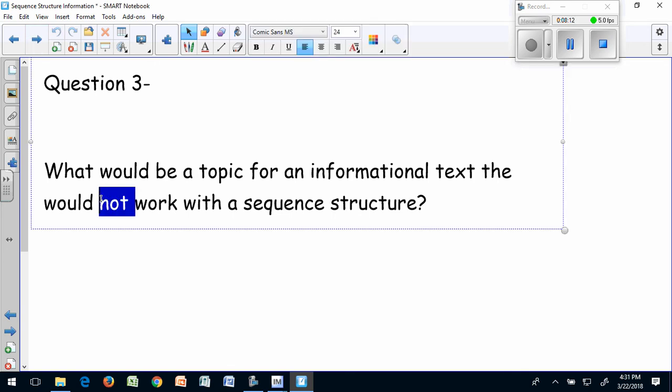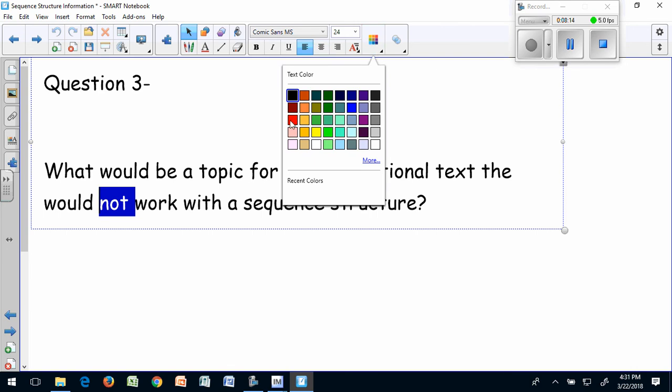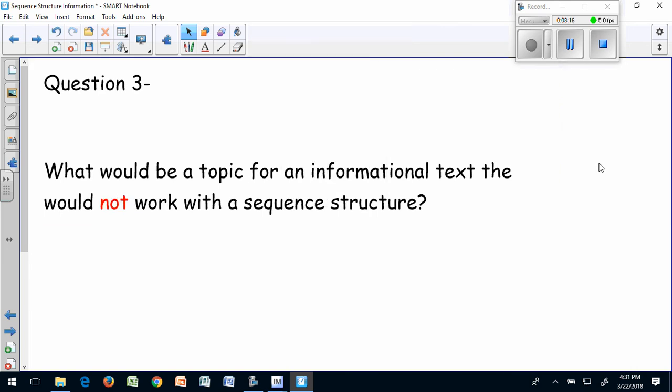So I really want you to think about what would be something that you would research and you think about sequence and you know it is not the text structure for you to write about.